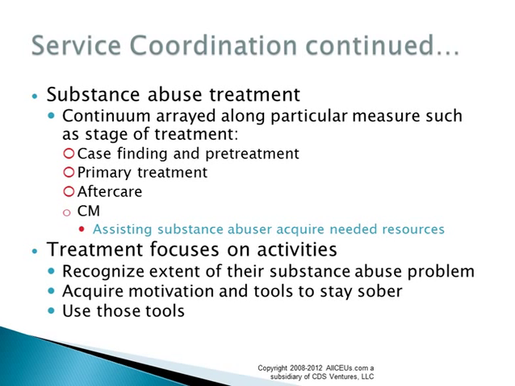Substance abuse treatment can be characterized as a continuum arrayed along a particular measure. One such measure is the stage of treatment: case finding and pretreatment, treatment, and aftercare. During case finding and pretreatment, this is the screening process. This is where we identify people who are at risk. Primary treatment, pretty obvious. And then aftercare is that maintenance phase.